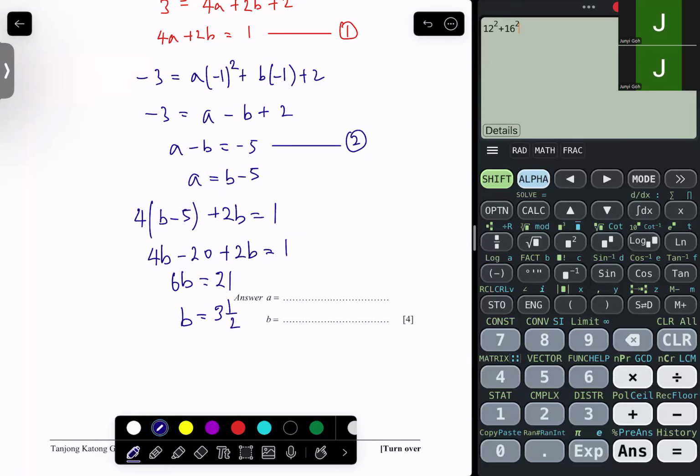Okay. And a equals b minus 5. So 3.5 minus 5 is negative 1/2. Okay.